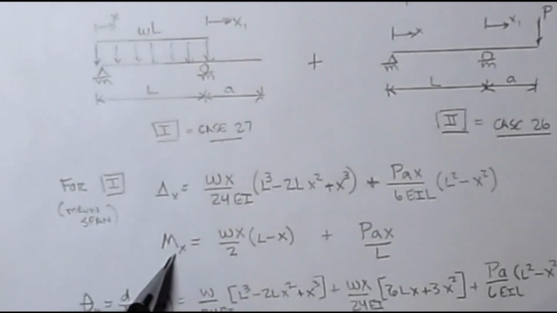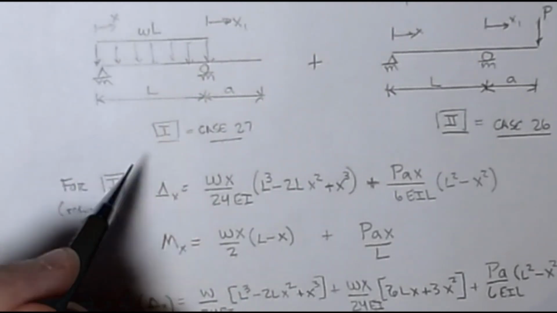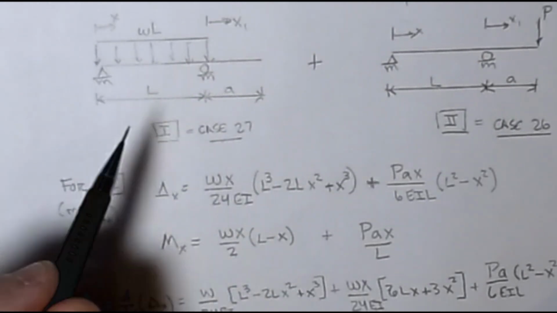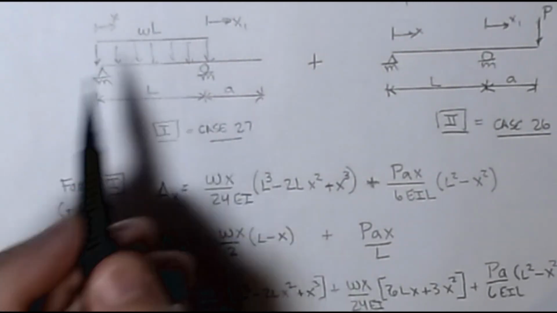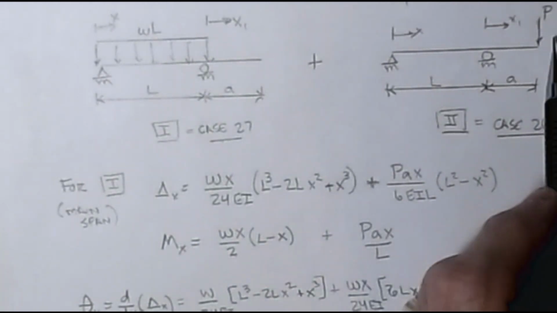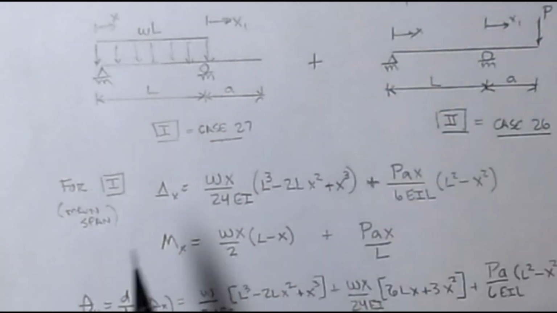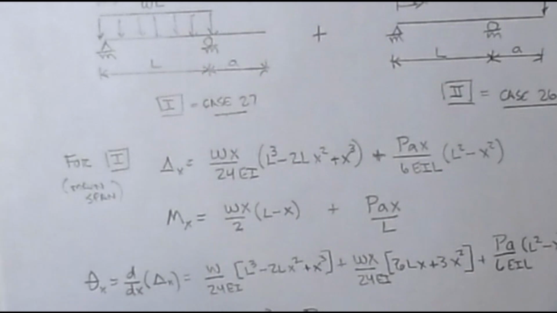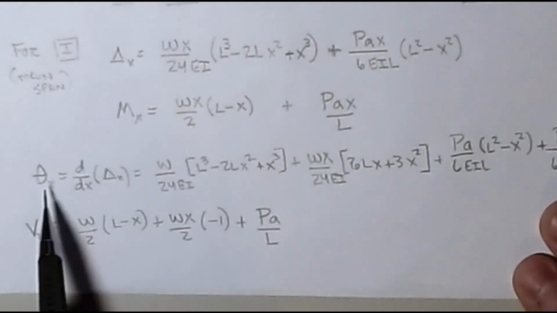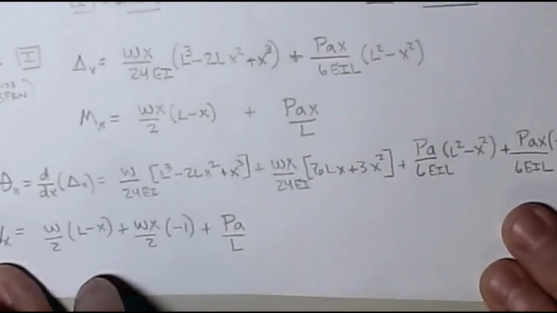Similarly for the moment, I know that the moment as a function of x within this main span is Wx over 2 times (L minus x). That gets me the maximum moment as a function of x from this distributed load. Then I also get my load PAX over L for the deflection in this case as well, and that will get us our peak moment on this particular beam. Once you have that, we can calculate the slope doing our first derivative, and that's that big long monster bit of algebra and calculus.